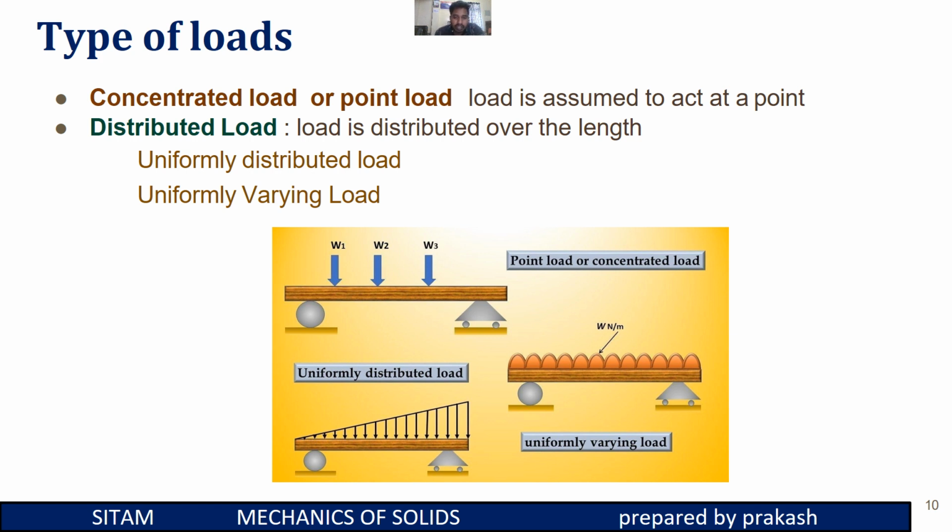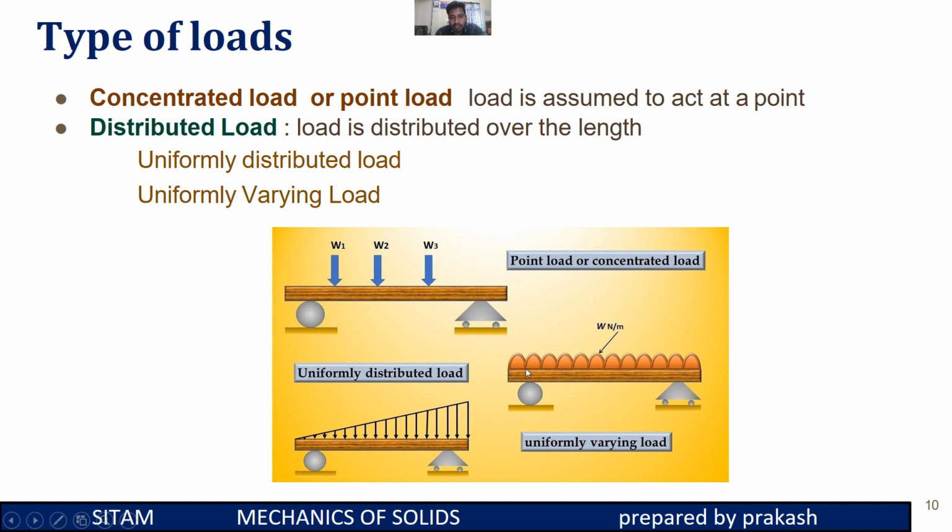So this is the best example for point load. Here this is a beam where one end rests on a roller support, and the other is a roller support too. Here W1, W2 and W3 are the point loads or concentrated loads which are acting at three points of the beam. And the second one is uniformly distributed load.